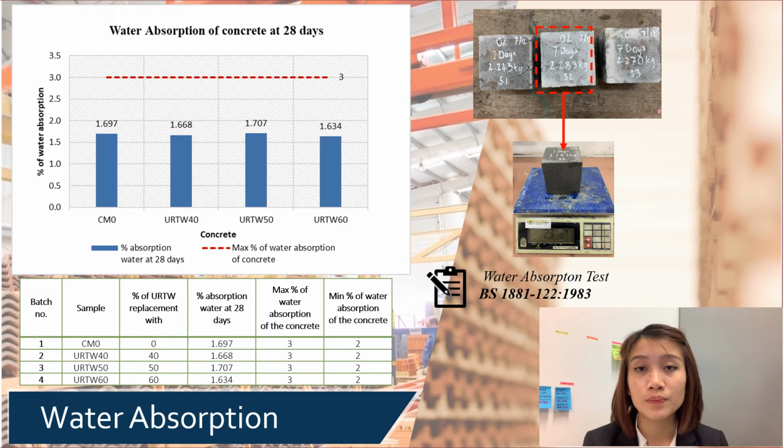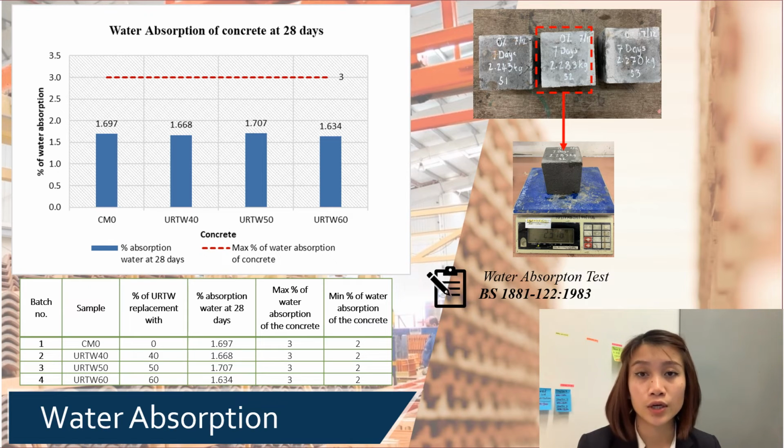Basically, measuring the water absorption of the concrete is done by weighing the concrete cube before and after immersing it in water for 7, 14 or 28 days. Based on the analysis data of water absorption, both the control mix and the green concrete are within the range, which is less than 3% water absorption of concrete.